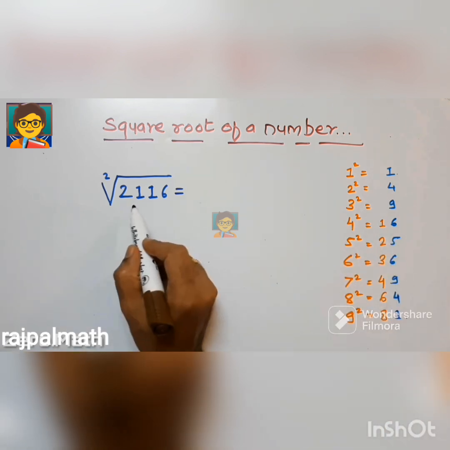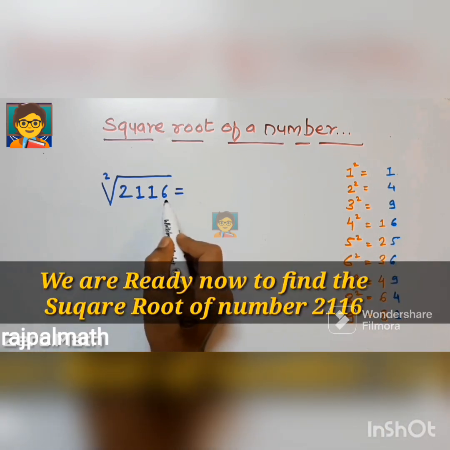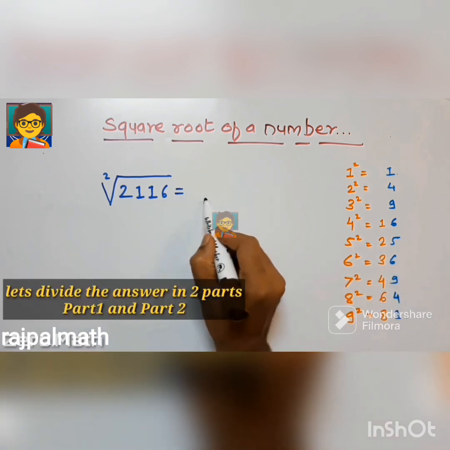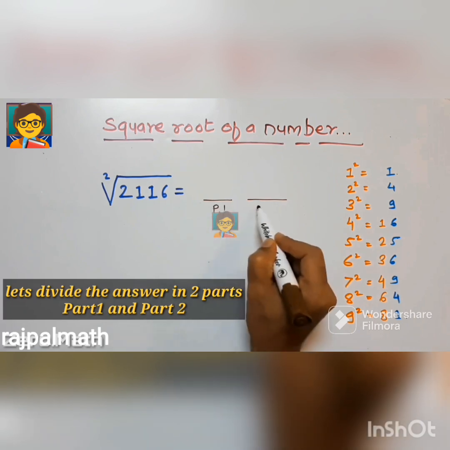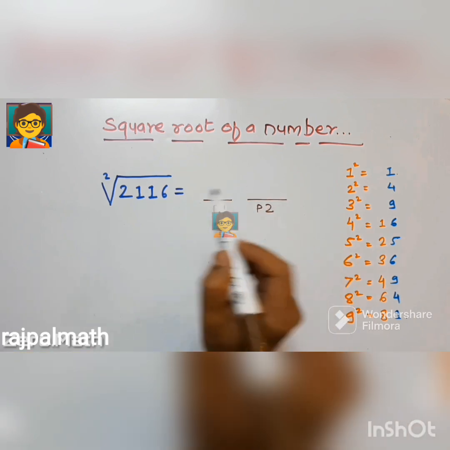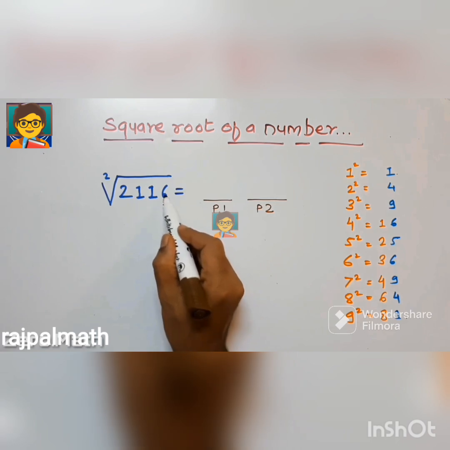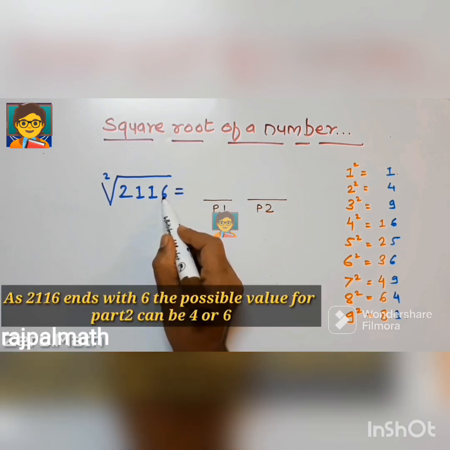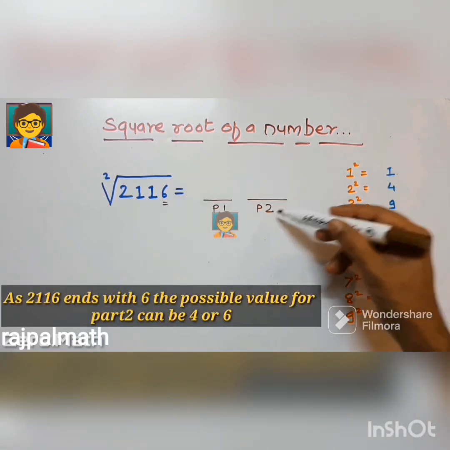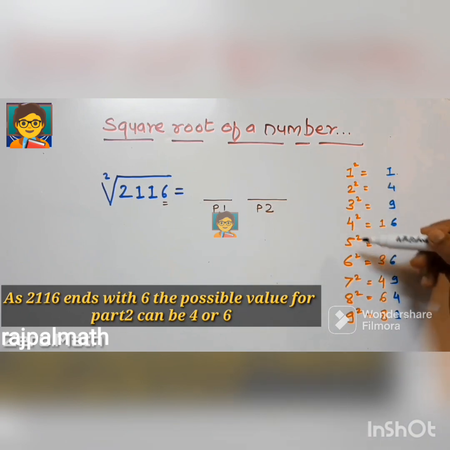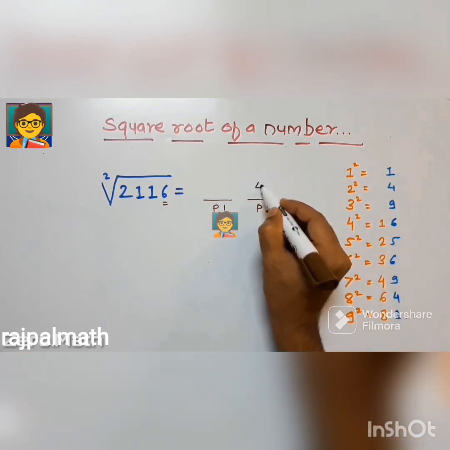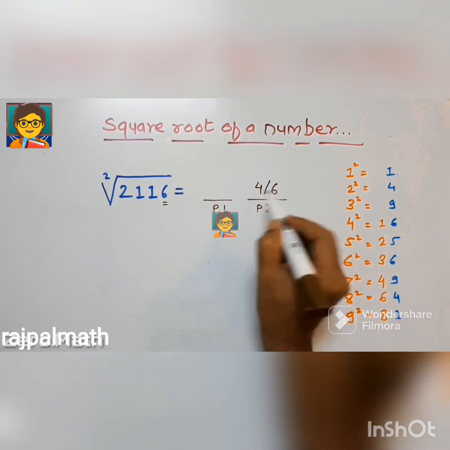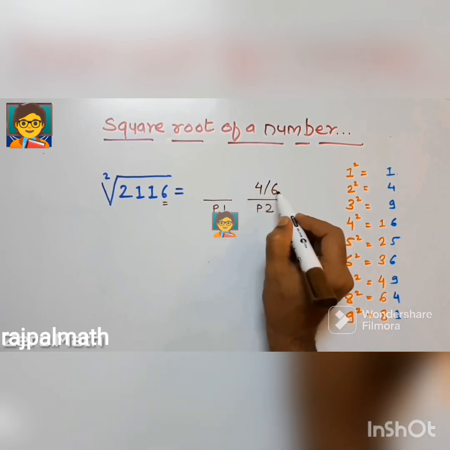So let's try to find out the square root of 2116. I'm going to divide my answer into two parts, part 1 and part 2. As you can see, this number ends with 6. The possible values of part 2 would be either 4 or 6, because the number is ending with 6. So I will write the possible values here. My answer ends with either 4 or 6.